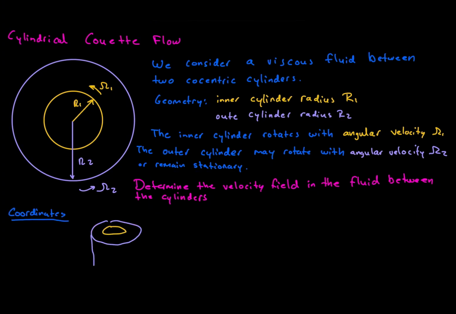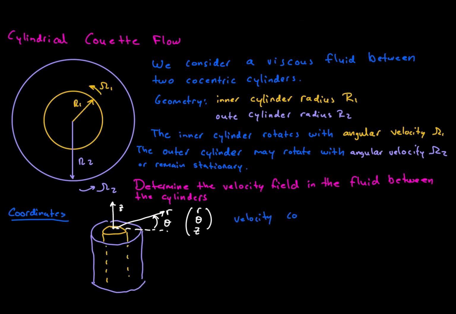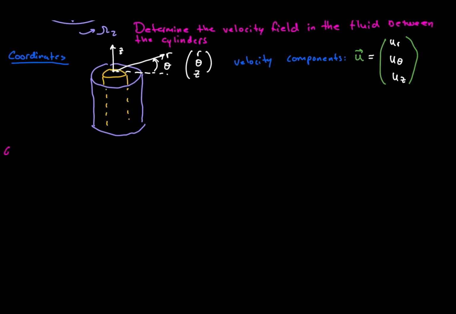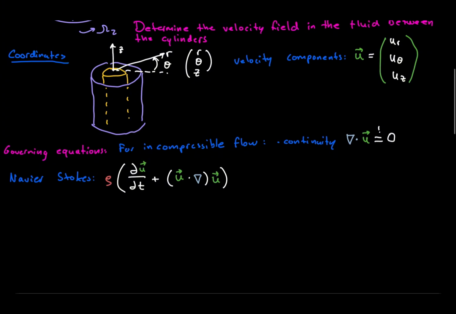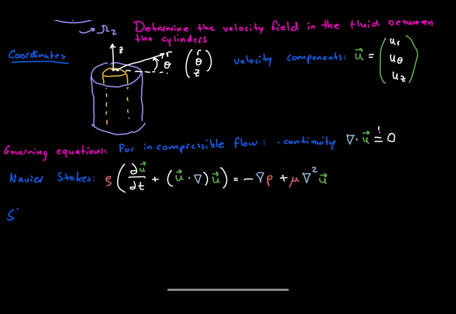Because the geometry is circular, we use cylindrical coordinates r, theta, and z. The velocity components are u_r, u_theta, and u_z. We start from the governing equations for incompressible Newtonian fluids. First, the continuity equation. The divergence of the velocity equals 0. Second, the Navier-Stokes equation. Density times the material acceleration equals minus the pressure gradient plus viscosity times the Laplacian of the velocity. We now simplify the equations step by step.